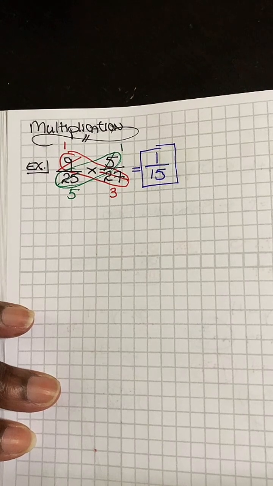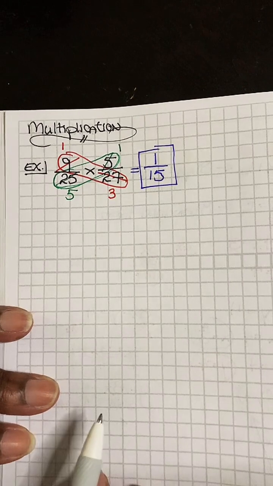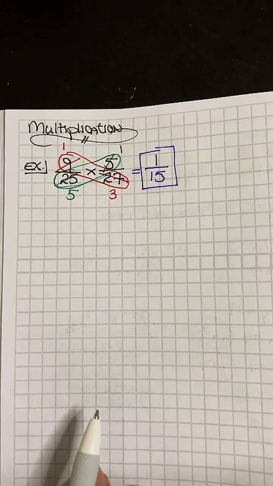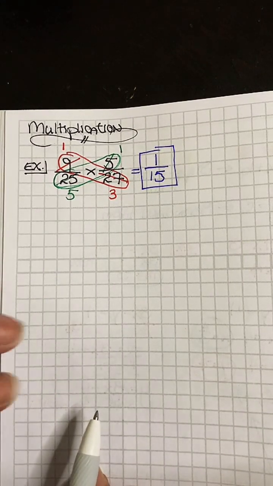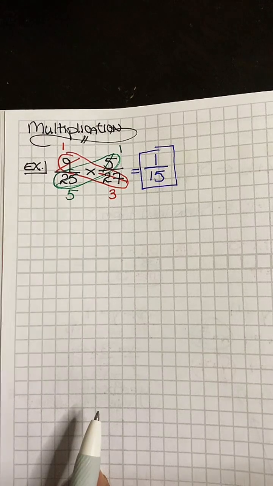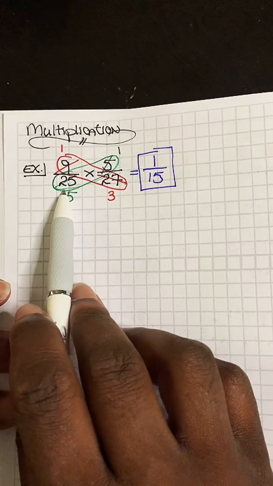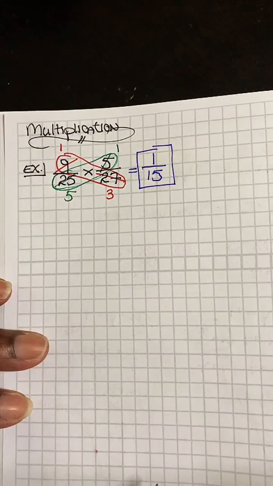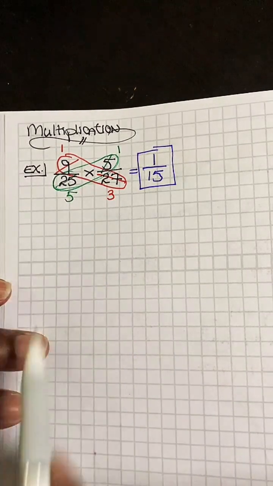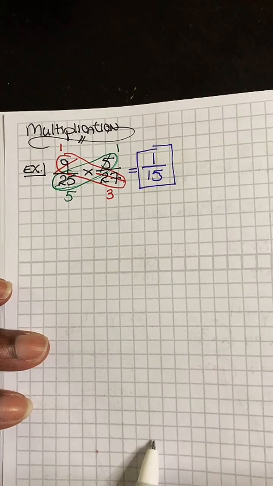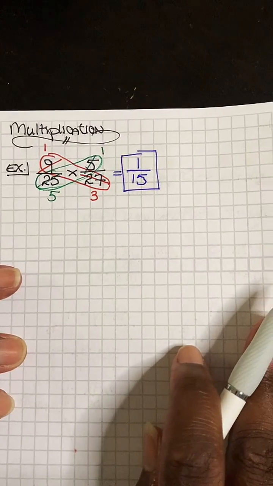Yes, we only cross simplify with multiplication. That's the only time you do that. Sometimes it's easier to simplify first, so your numbers won't be so big. Go ahead, try and multiply 25 and 27, and then have fun reducing that. Yeah, no, I'm not doing it. You know my laziness.